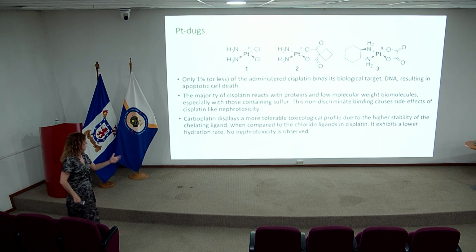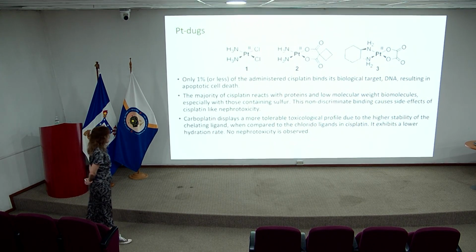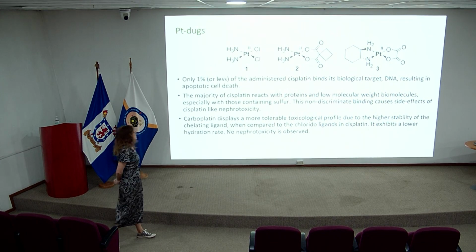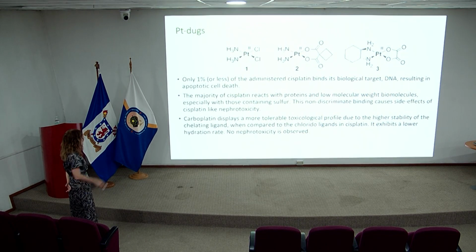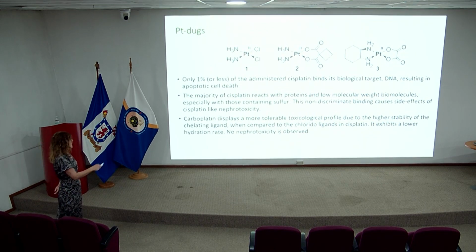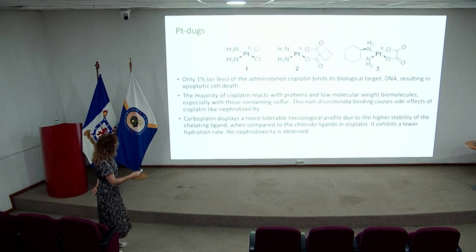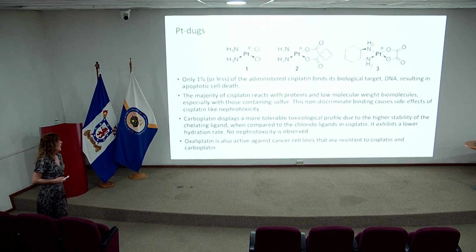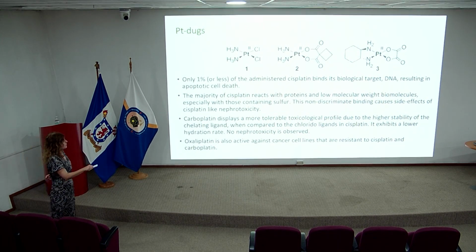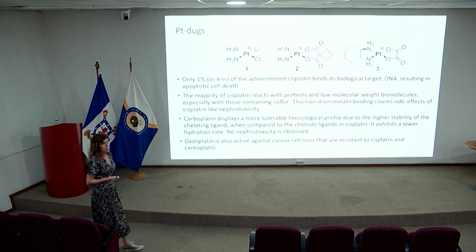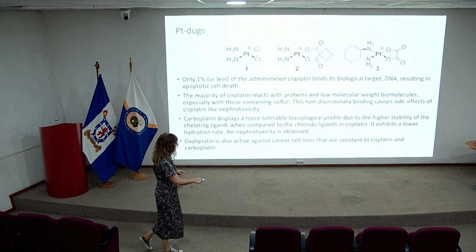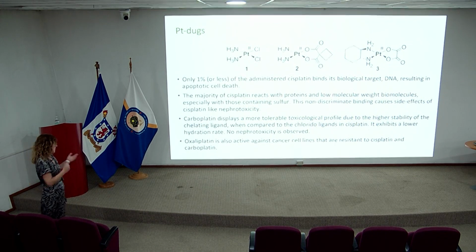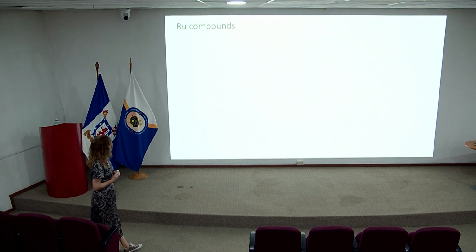Carboplatin has a more tolerable toxicological profile because it has a chelating ligand instead of 2 chloride ions. And as I said, it has a lower hydration rate and no nephrotoxicity. For cisplatin, there are other advantages, which is the fact that this compound is active against cancer cell lines that are resistant to cisplatin and carboplatin.